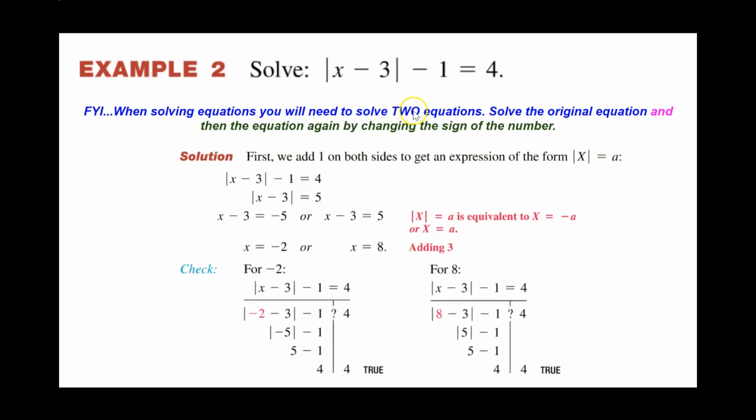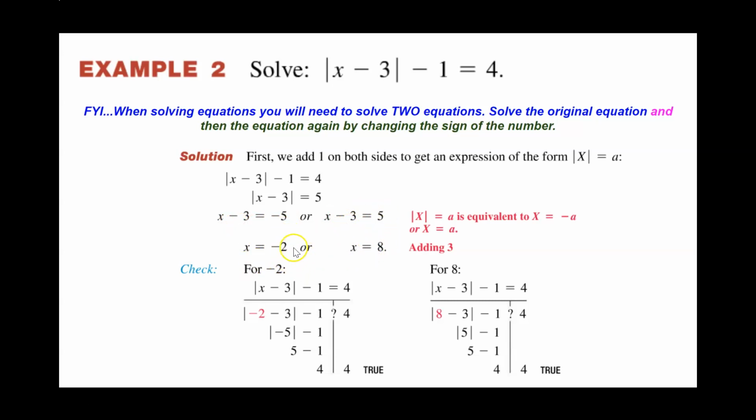So what do I mean by solving for two equations? I have the absolute value of x minus 3 is equal to 5. So here I need to solve for a positive 5 and I need to solve for a negative 5. That's the rule for solving absolute value. You have to solve for a positive and a negative for each part. So if we do the math, take the 3 over and add it, I get negative 2. Take the 3 and add it over here, I get 8.